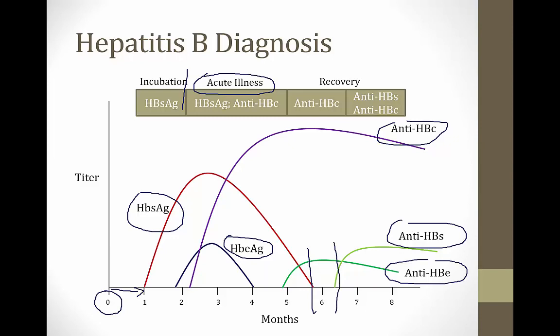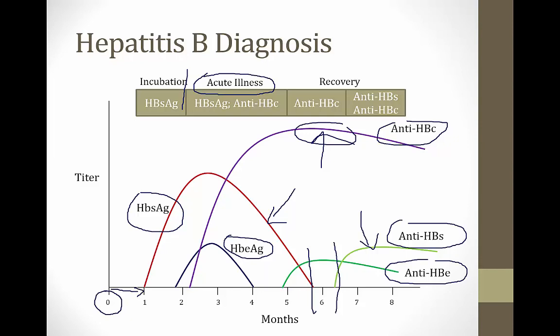During this period, the levels of the hepatitis B surface antigen have fallen and are undetectable, but the levels of antibodies to hepatitis B surface antigen have not yet begun to rise. During this period, the levels of anti-hepatitis B core antigen are very high, and that's why this is the marker of infection during the window period.